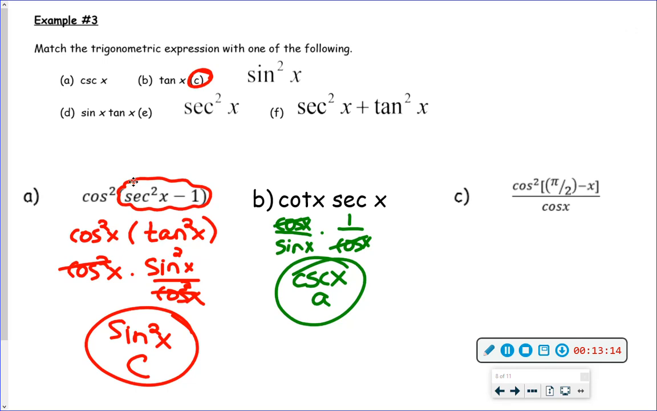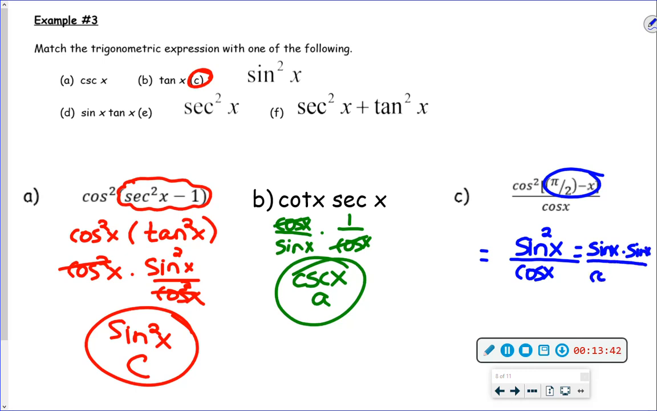All right, C. Another co-function identity. Don't let the squared throw you off. We're just going to put squared on ours. Co-function of cosine, take the co off, sine. And of course it's squared, so we're going to say squared. So I don't see that among our choices, so clearly I have to do some more work, even though it's in sine and cosine. So here's where you have to have some good algebra skills. Sine squared, we can think of that as sine times sine, of course. And I still just have my cos on the bottom.